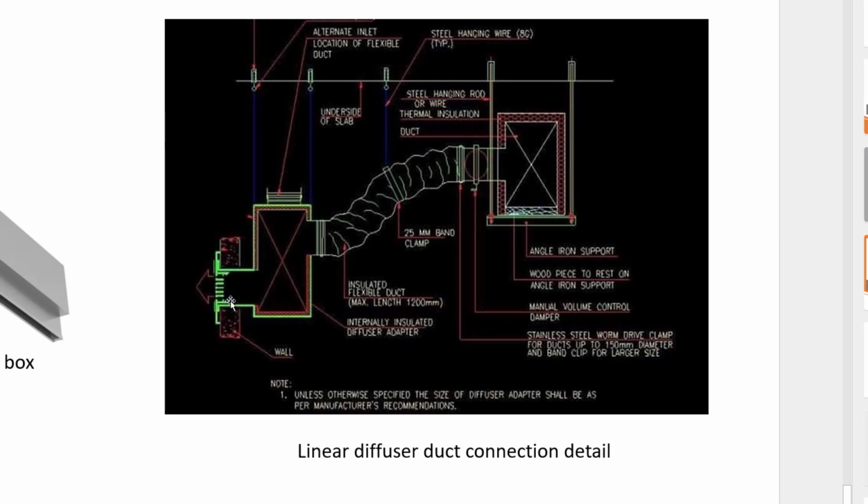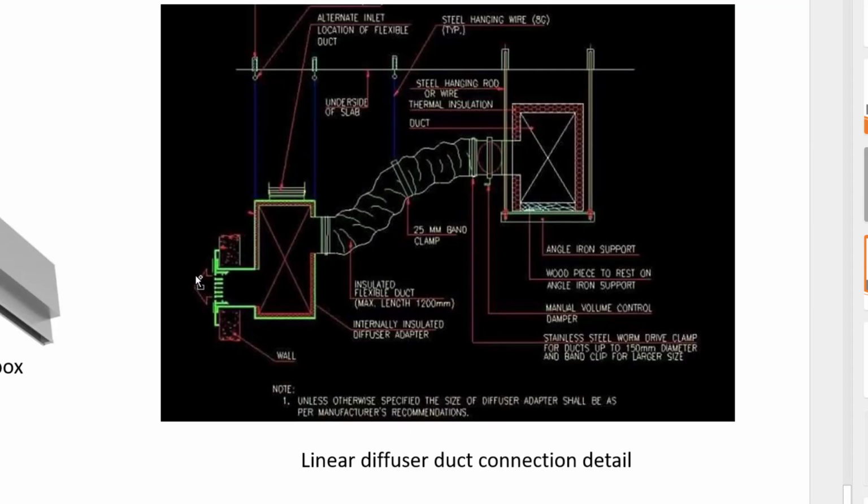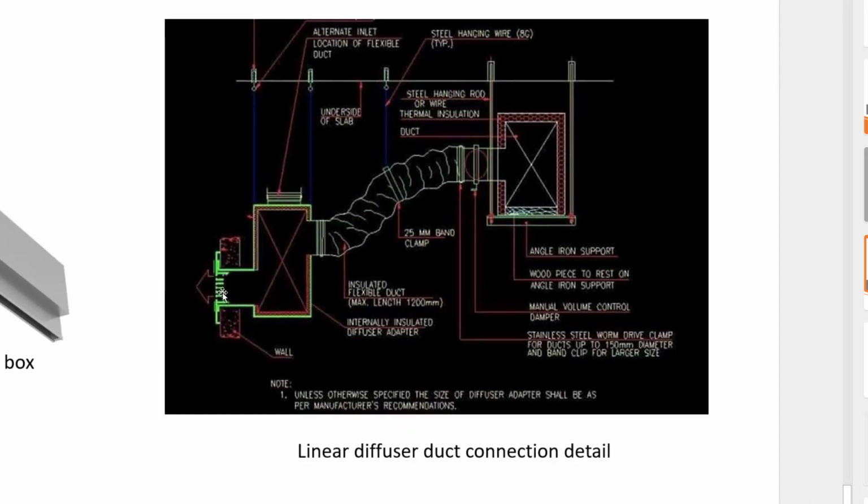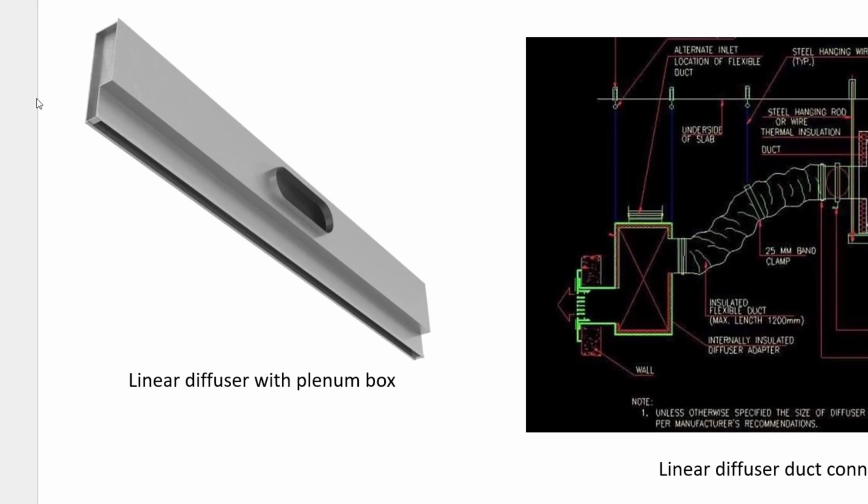In this case it's a little different. This looks more like a grill if you zoom in, but this could also represent a linear slot which could be mounted on a wall, or if this was reconfigured slightly and the opening was down here, that would be for something like this, and this would be a ceiling mounted linear.